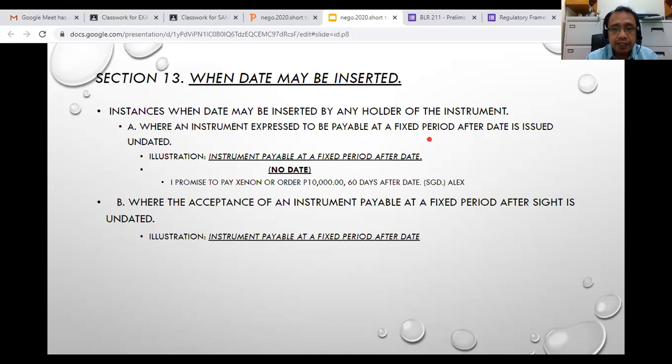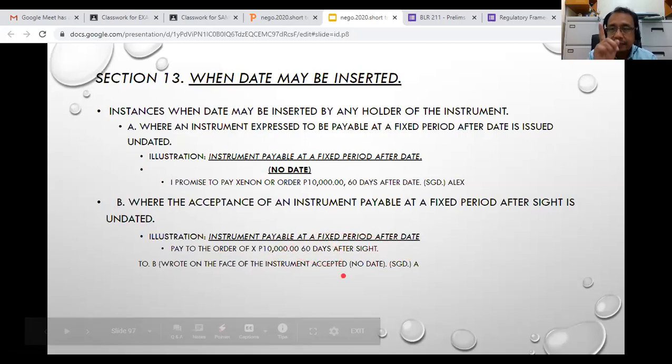Where the acceptance of an instrument payable at a fixed period after sight is again undated. What is undated here? Is it the instrument? No, it's not the bill of exchange which is undated. What is undated here is the date of the acceptance. Take, for example, pay to the order of X 10,000 pesos 60 days after sight.